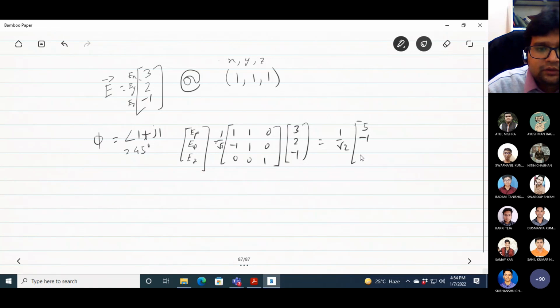Here I'm getting square root of 2... yeah, I'm wrong. Because if you multiply this, you will get 1, so this value is 1. If you do this multiplication, then you will get the result: 5 by square root 2, that is minus 1 by square root 2, and here we'll get minus 1.